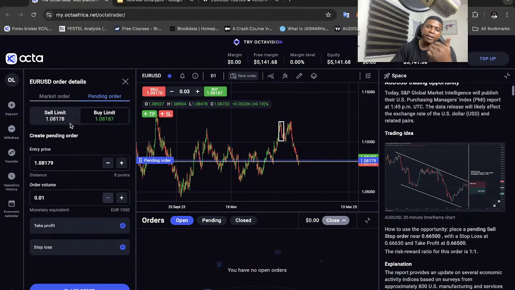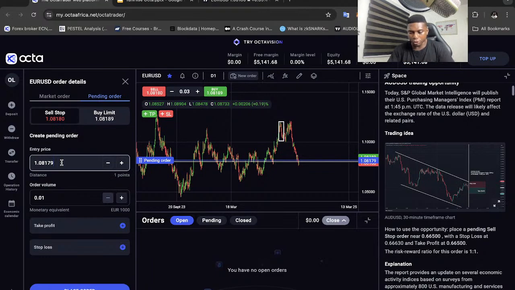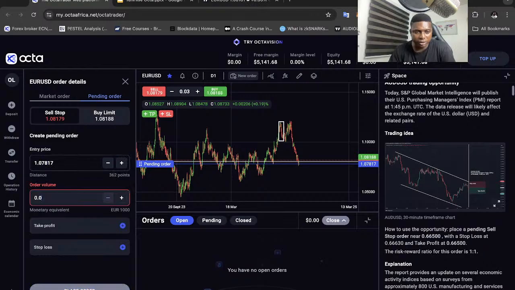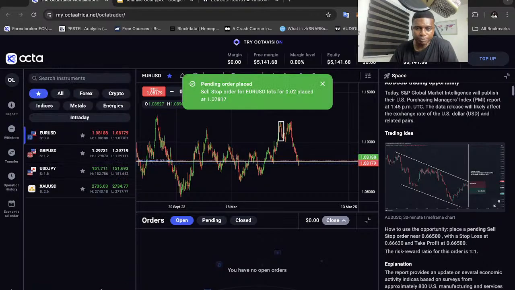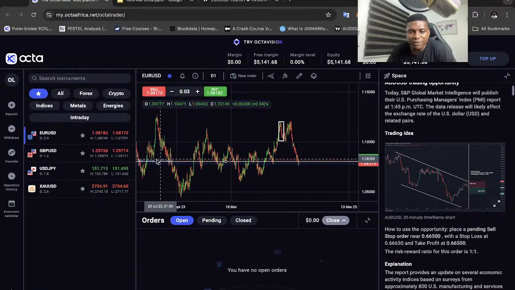Then the pending order we want to place is a sell stop. So we click on sell stop, and then it gives us the option. Here we say okay, we are placing a sell stop order at 1.07817, and then we are using 0.02, and then we click on place order. So now we have our sell stop order placed.